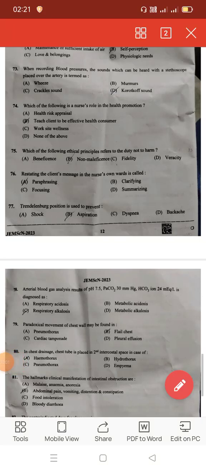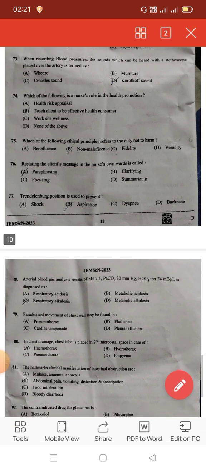Welcome guys. Today I am discussing joint entrance MSc Nursing WBUHS related MCQs, and this is the third part of MCQ. The first question is question number 76.